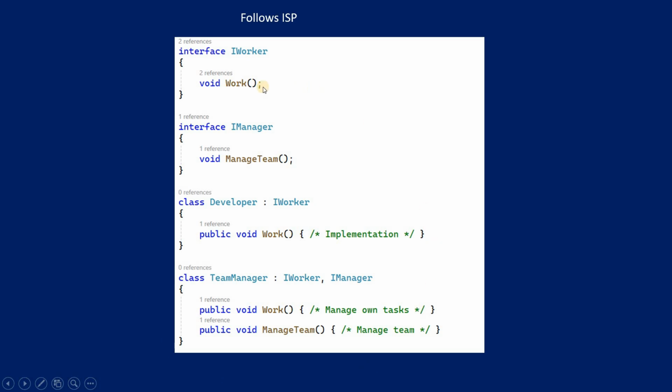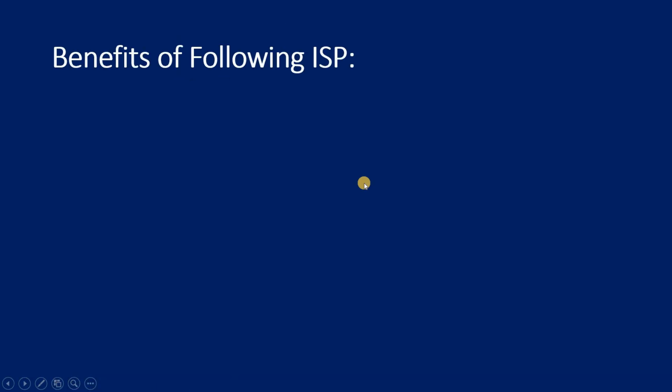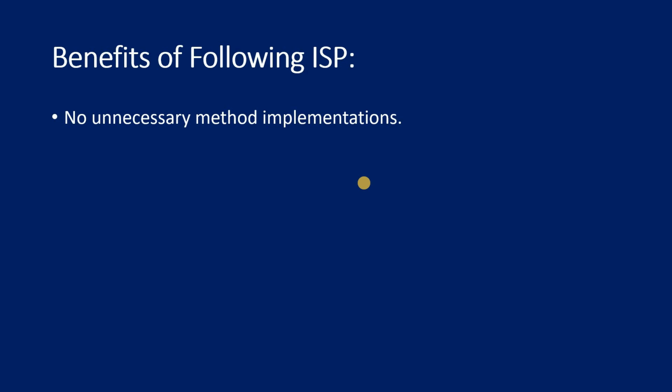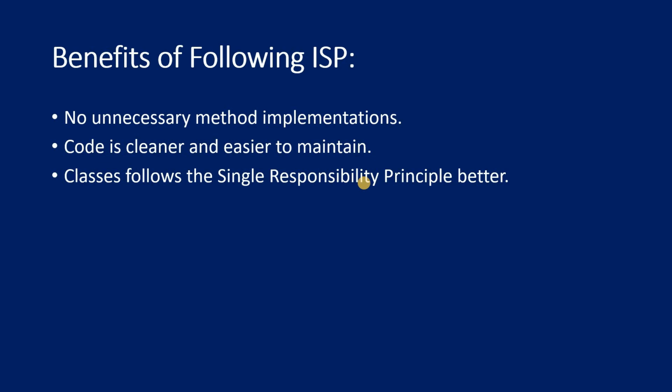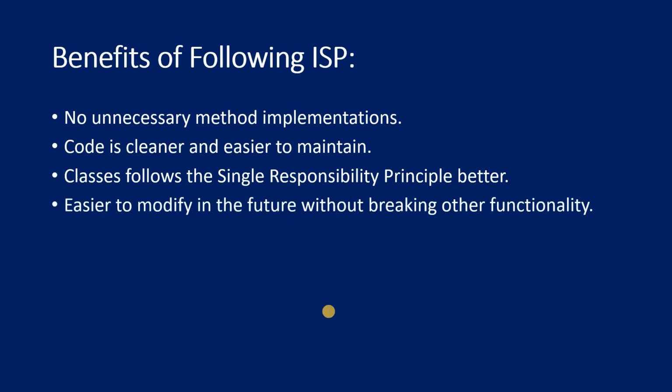As you can see in this slide, with the help of this we can segregate the interfaces, and this is following the Interface Segregation Principle. So what are the benefits of following it? Let's understand. No unnecessary method implementations, so we can avoid implementing unnecessary methods. The code is cleaner and easier to maintain. Classes follow the Single Responsibility Principle better. It is easier to modify in the future without breaking other functionality.